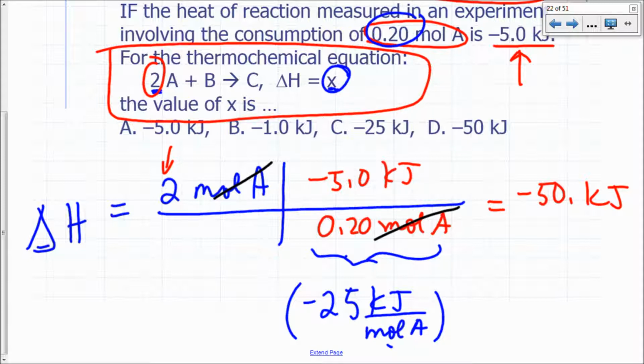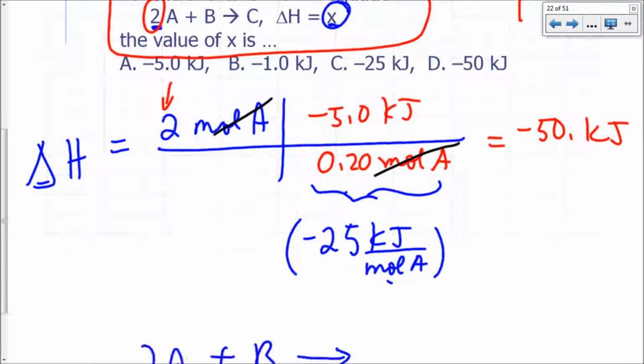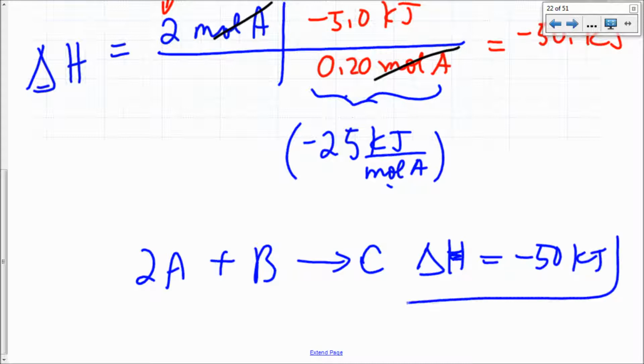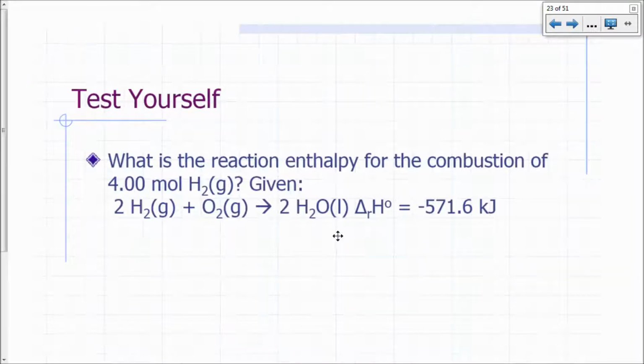So your thermochemical equation here is going to be 2A plus B yields C, and the delta H that you attach here is going to be equal to negative 50 kilojoules. Okay? So that's how you interpret a thermochemical equation.